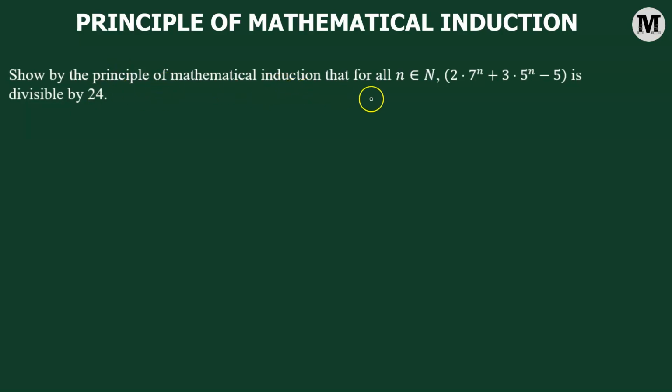Show by the principle of mathematical induction that for all n belonging to the set of natural numbers N, the expression 2 times 7 raised to the power of n plus 3 times 5 raised to the power of n minus 5 is divisible by 24.